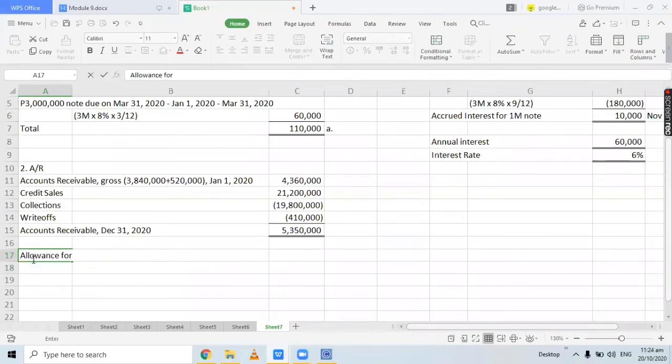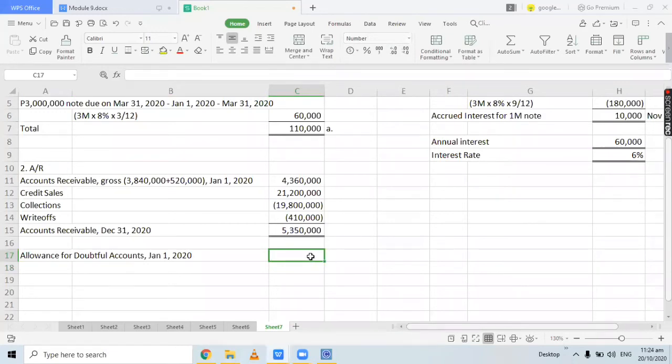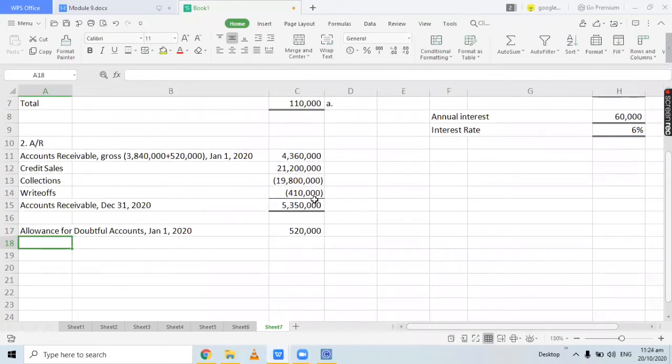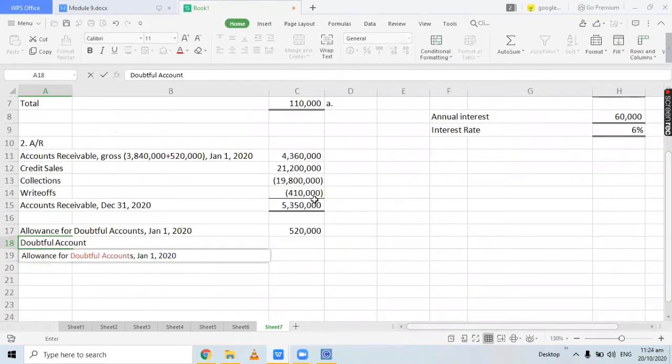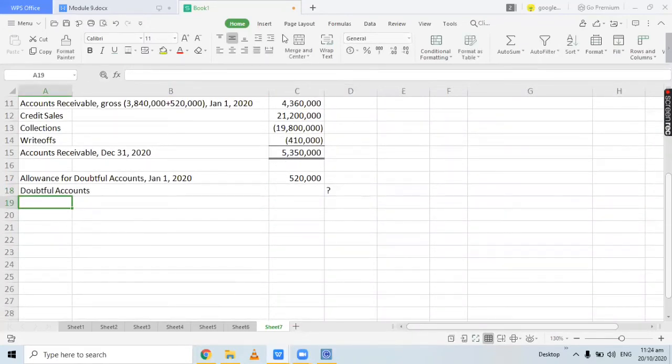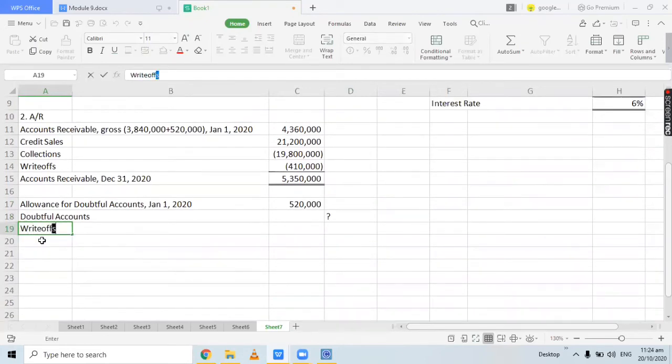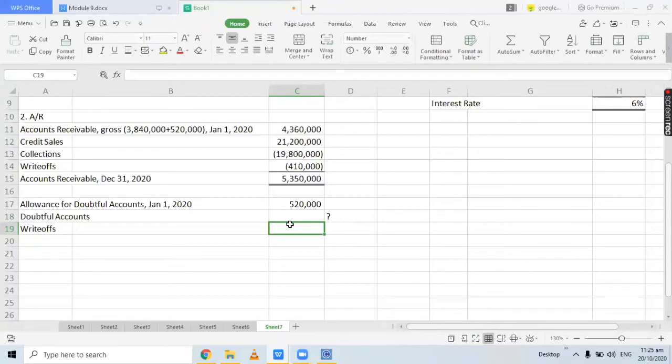So we can get it from the allowance for doubtful accounts. How? The balance on December 31, 2019, this is also the beginning balance, or January 1, 2020, $520,000. Siyempre, it will be increased by the doubtful accounts. So ito yung hinahanap natin. Right? Balancing figure siya. There had been write-offs. It decreases as well our allowance for doubtful accounts balance, $410. Right? Given.